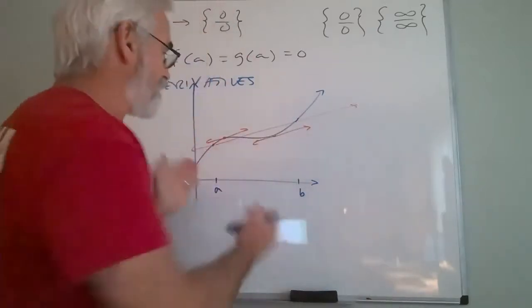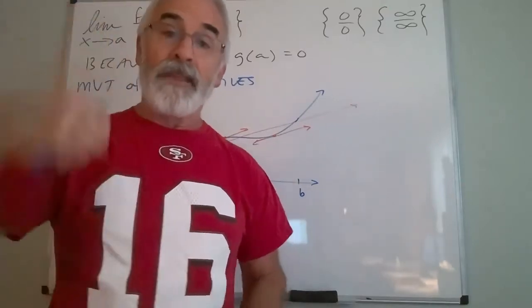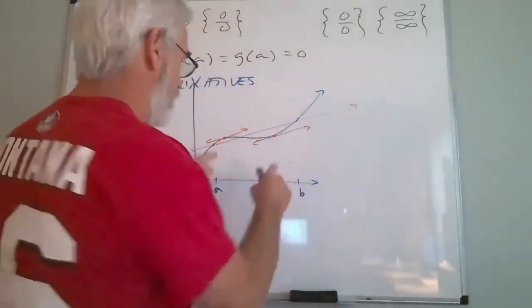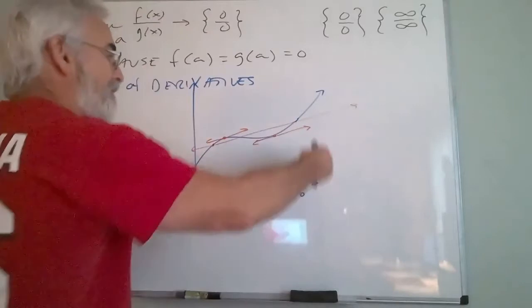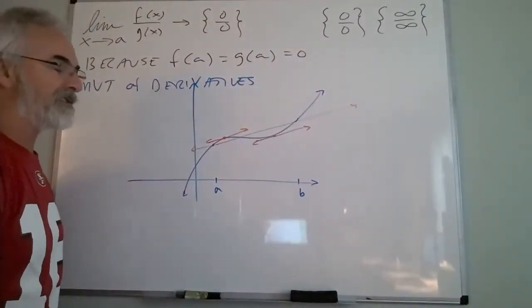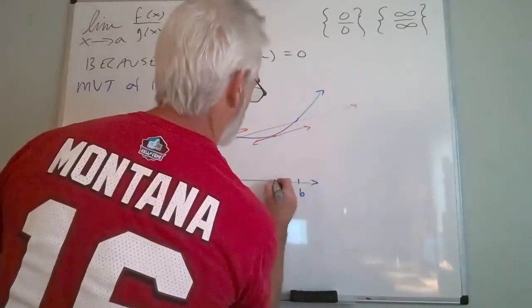So I have a function that's basically happy from point A to point B. If I have a function that's happy from point A to point B and those points exist, they're not holes there, then there's going to be at least one tangent line that is parallel to the secant line, at least one, I'm guaranteed one. And so let's say it's that one right there.